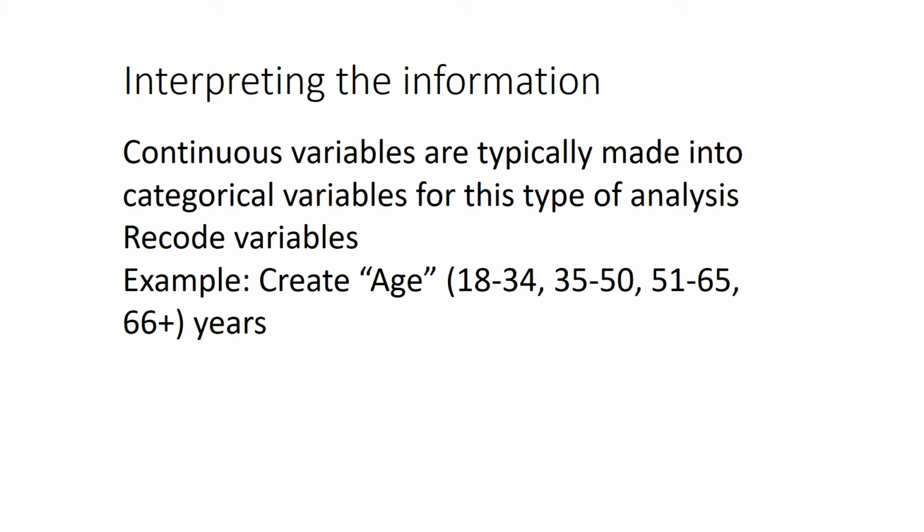Continuous variables are typically made into categorical variables for this type of analysis. Recode variables. For example, you create the age groups 18 to 34, 35 to 50, 51 to 65, and 66 years plus. Then you can see how many of the respondents were within each of these categories from a percentage perspective.